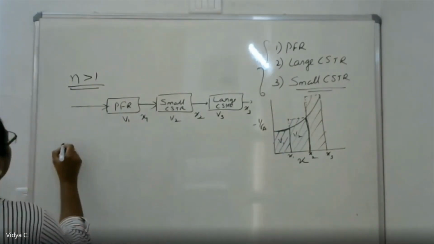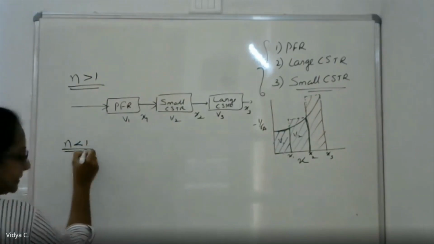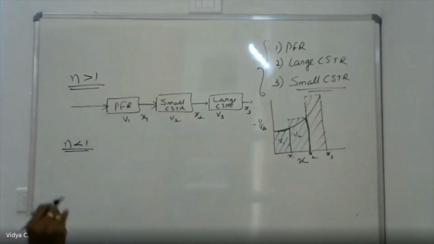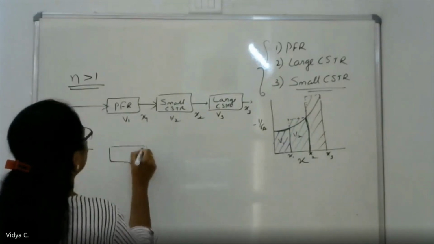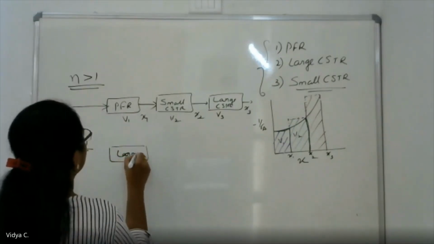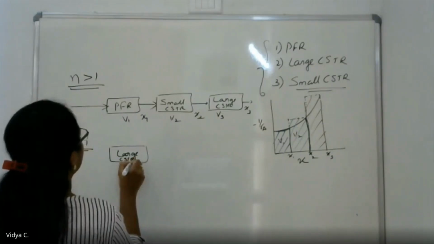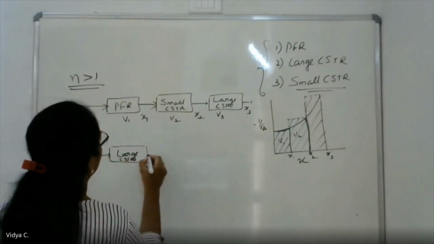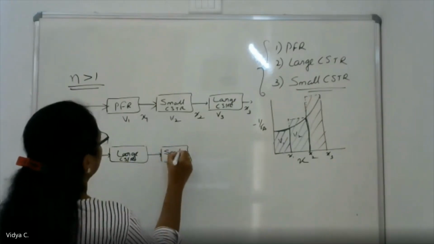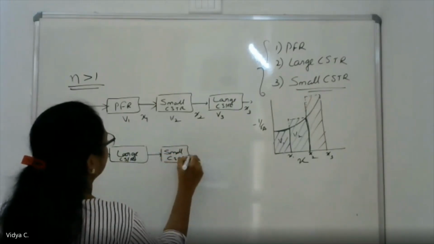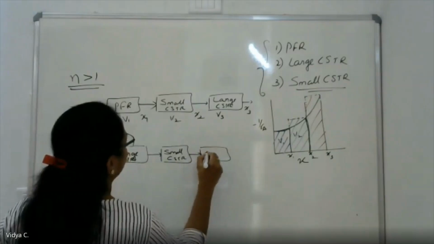Next is n less than 1. If n is less than 1, what should be the order? The order is the reverse of this. The large CSTR is to be connected first, then the small CSTR, then a PFR.